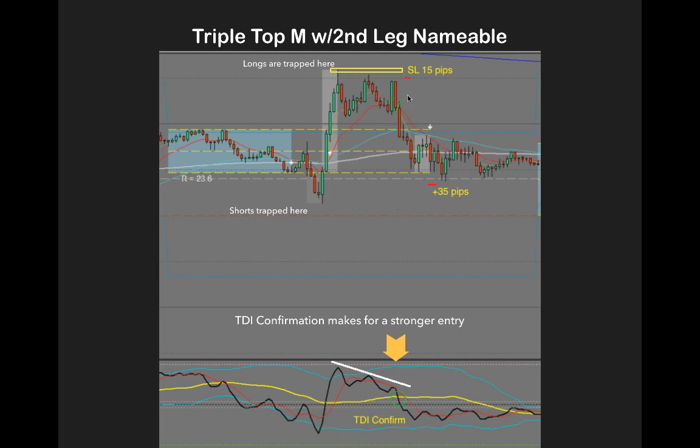So as you can see here, that's your entry. You take your entry there, a nice 35 pip trade, right down to this marker here. So you can see the flow of what the market makers are doing.